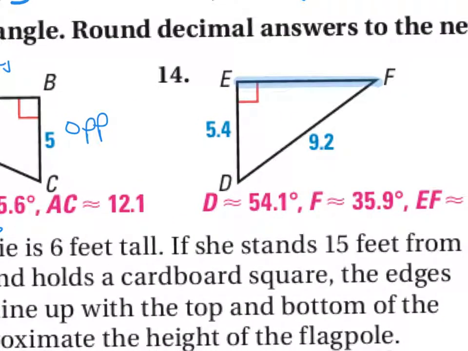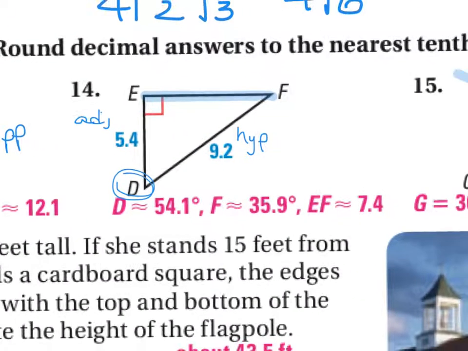On this one, what if I said find the measure of angle D? What are the two sides that are there? What's the 5.4? Adjacent and hypotenuse. Which trig ratio uses adjacent and hypotenuse? Cosine. So you're going to do cosine -1, and then in your calculator, you're going to do 5.4 divided by 9.2. And then that'll give you the angle measure.